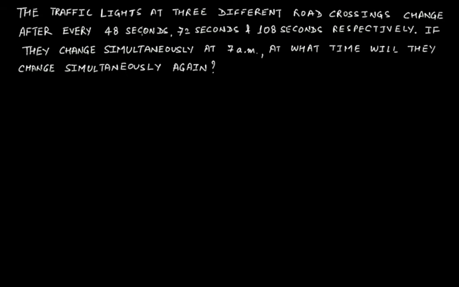In this question you have 48 seconds, 72 seconds, and 108 seconds, at crossing 1, crossing 2 and crossing 3. So at this crossing, the signal will change every 48 seconds. In this case, the signal will change every 72 seconds. In this, the signal will change every 108 seconds. You take out the LCM of these numbers, that is 48, 72 and 108.